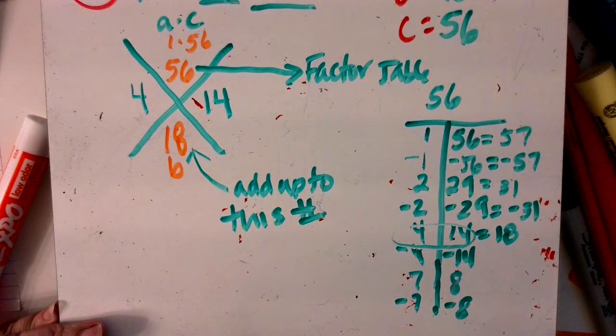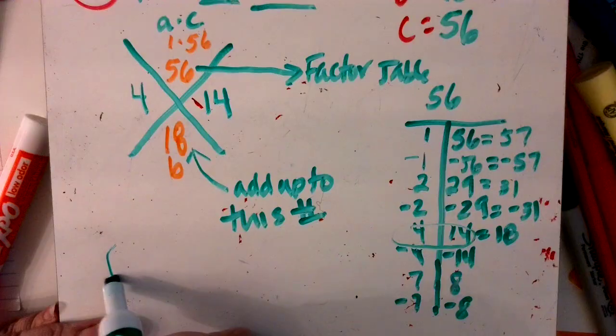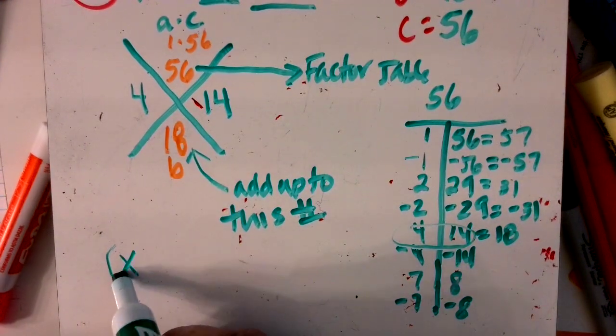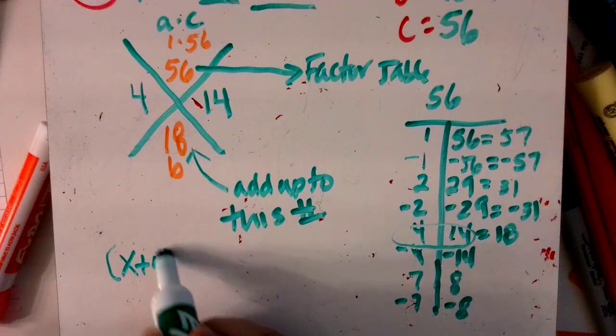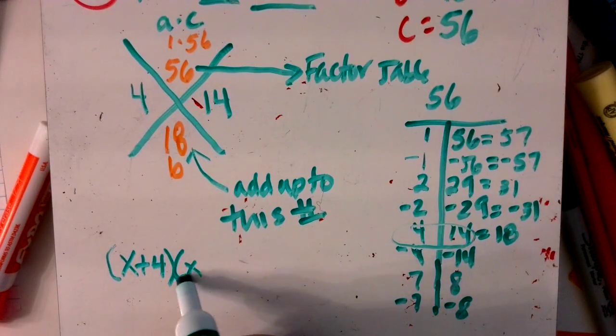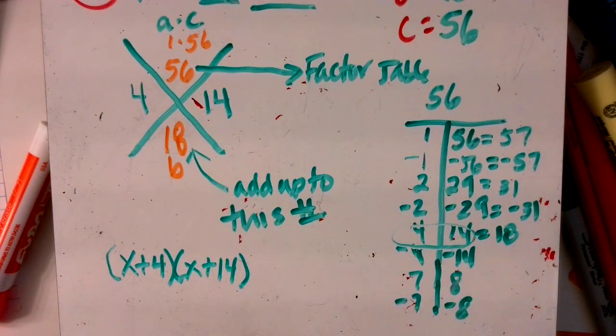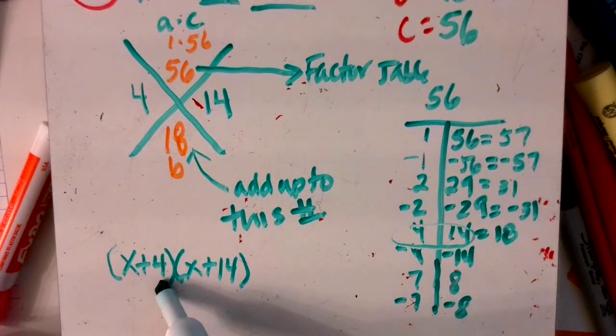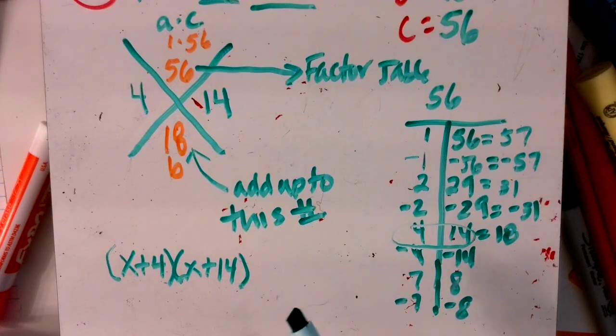Okay. And then the last step is to actually write the factors. So the first one would be x plus 4. The second one is x plus 14. Okay, so those are the two factors. We just take this 4 here, that's where that went, and the 14, and that's where that is. And that's all we need to do.